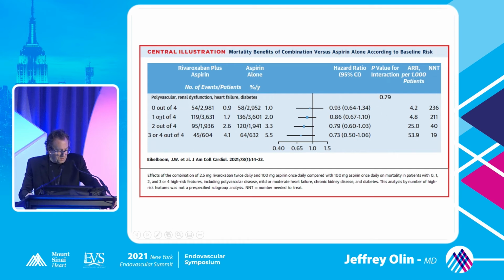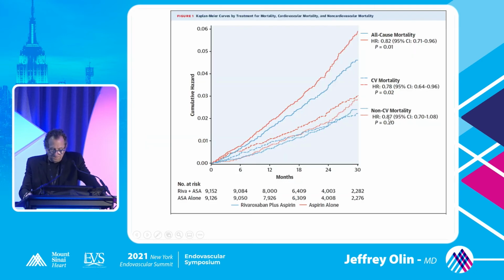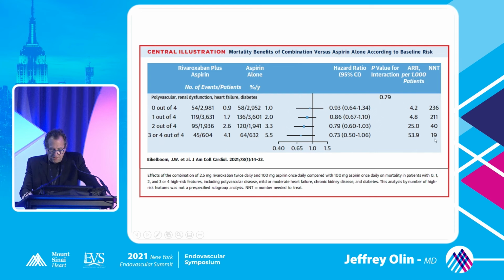And then if you have 1 out of 4, 2 out of 4, and 3 out of 4, you can see that the outcome becomes much more beneficial, and the number needed to treat decreases considerably. So I would definitely put people who had 2 or 3 of these comorbid conditions on aspirin and rivaroxaban compared to those who are less sick.